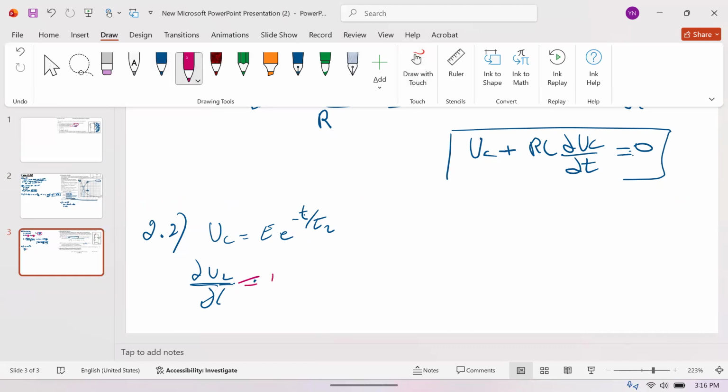So to find the derivative, I will rewrite everything, and I will just put in between the variable that it is next to the constant that is next to the time, which is minus over tau 2.